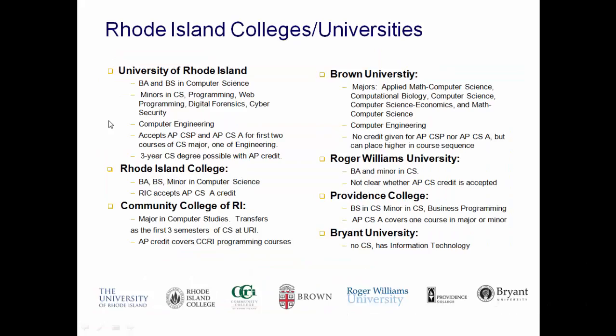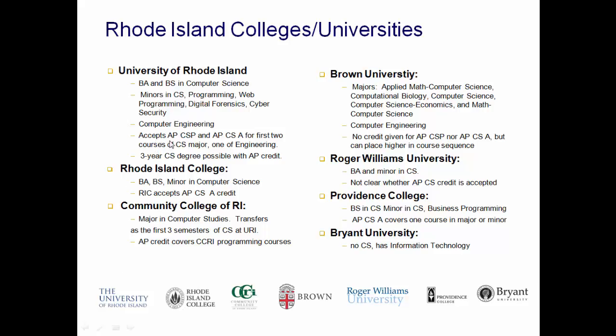Here's a brief summary of some of the programs available at the colleges and universities in Rhode Island. At the University of Rhode Island, we have both a BA, Bachelor of Arts, and a Bachelor of Science in Computer Science. So 2 different kinds of degrees you can get in computer science. We have minors in computer science, programming, web programming, digital forensics, and cybersecurity, and many others. We also have a separate computer engineering program in our engineering school, where you can learn about how to make computer systems, hardware, and that kind of thing.